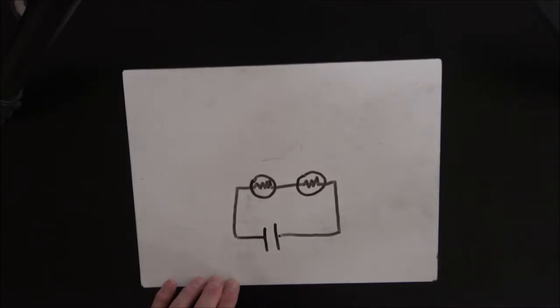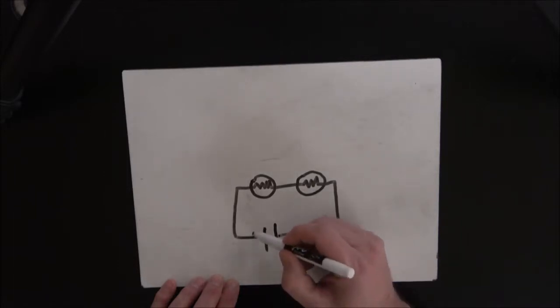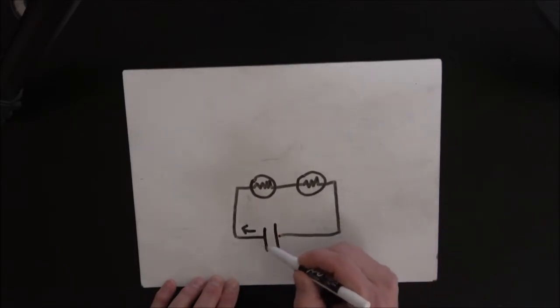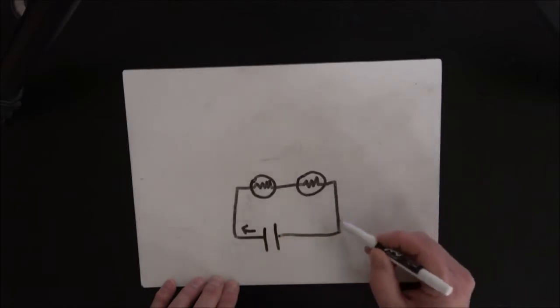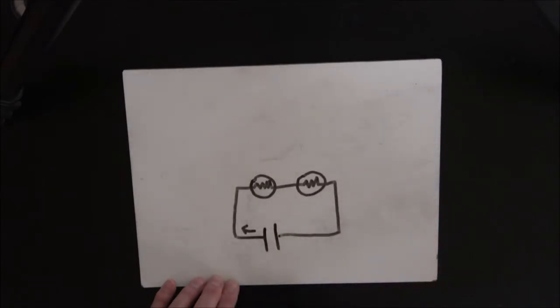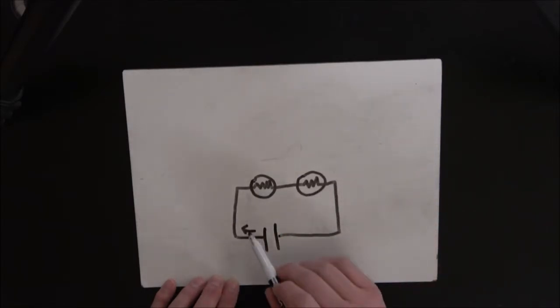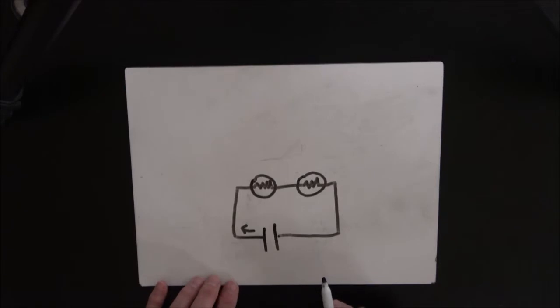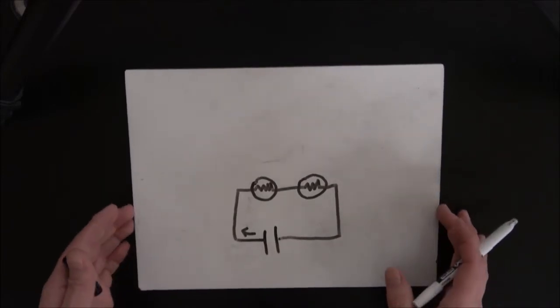The main thing with this circuit is that the current that comes out of the battery or power supply has only one place to go. So whatever leaves the battery comes back to the battery at the same rate. So there's never any electricity escaping the circuit at all. A parallel circuit is a little different.